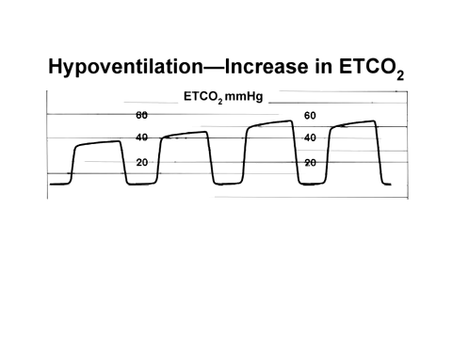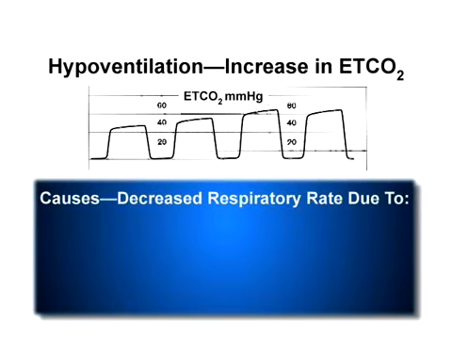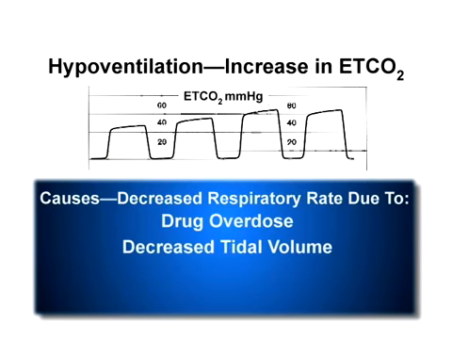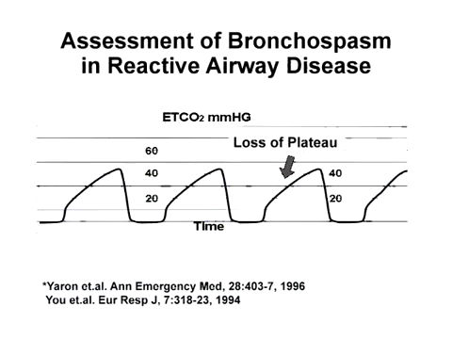Hypoventilation will usually result in an increased end-tidal CO2. Causes of this might be a decreased respiratory rate due to drug overdose, a decreased tidal volume, an increase in metabolic rate, or a rapid rise in body temperature or hypothermia. Capnography is an excellent tool to determine the severity of such an event.